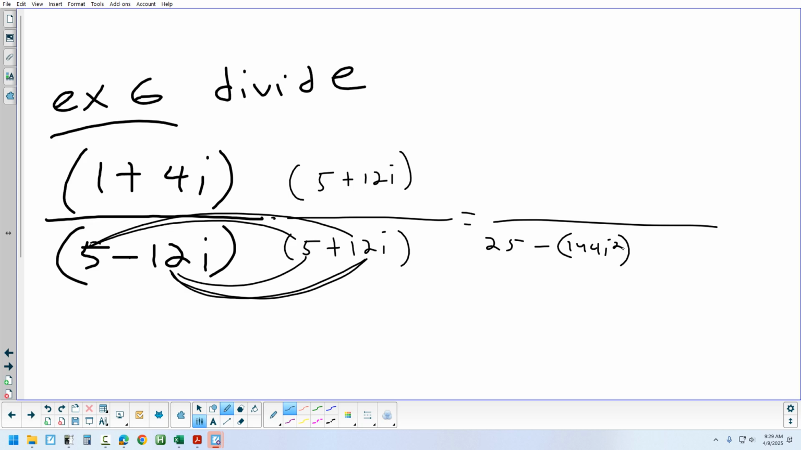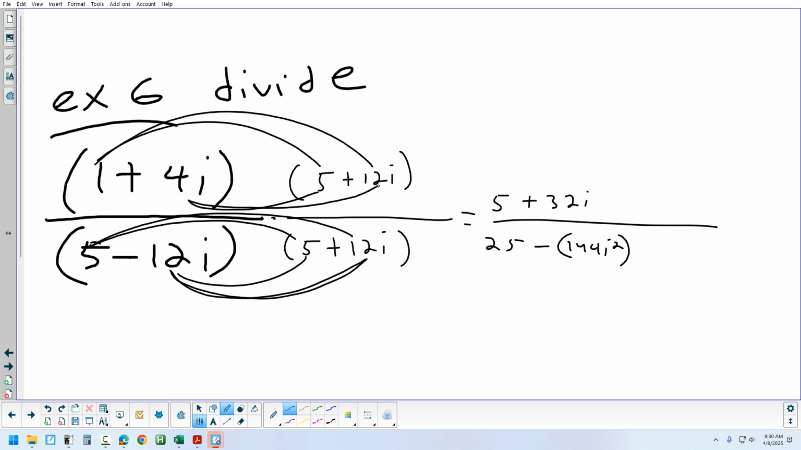Now in the top, 1 times 5. What's 1 times 12i? 12i. And what's 5 times 4i? So we have a 12i and a 20i. That's going to combine and give me how much? 32i. Yeah, I like to kind of combine it as I go if I can. That way I don't have to keep rewriting the problem. More times I rewrite it, more times I could copy something wrong. Okay, and the last part, 4i times 12i. 48i squared.